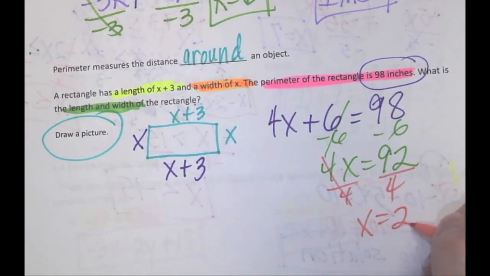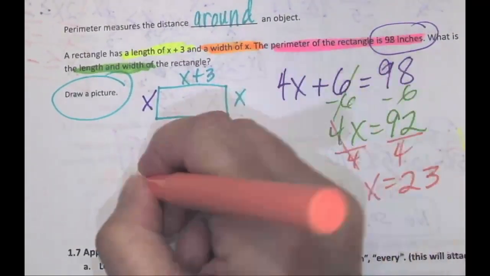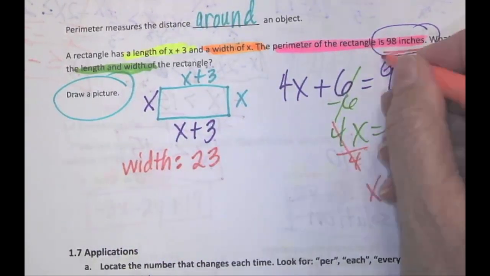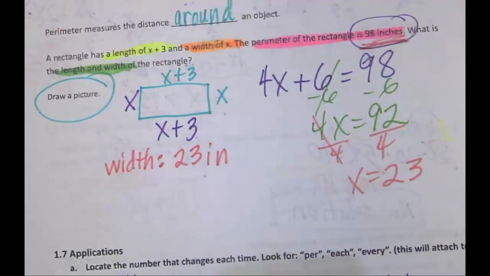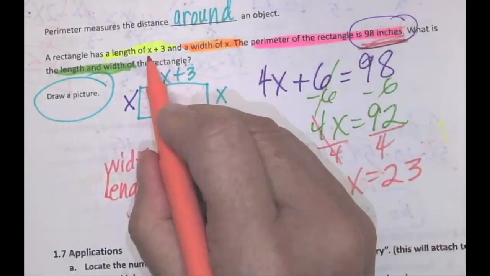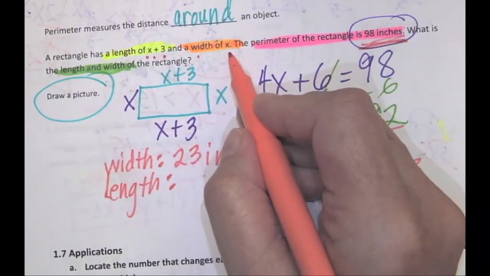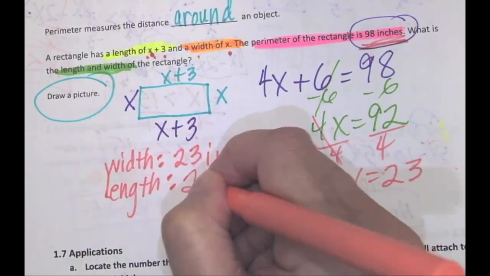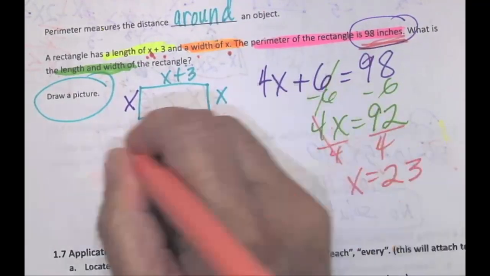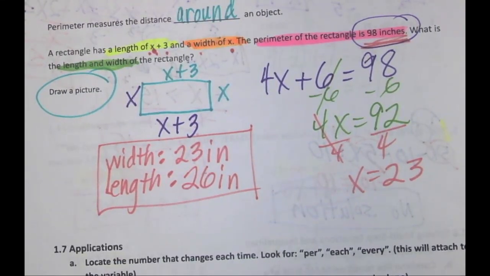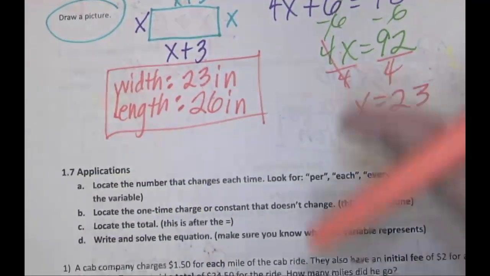Now it asks me for length and width. What is x? The width. So width is 23 what? Inches. Now what is the length? The length is x plus 3 and width is x. So the length is whatever x is plus 3. 23 plus 3 is 26. Now, if we did this right, we should be able to add those, double it, and get 98 for the perimeter, which we do.